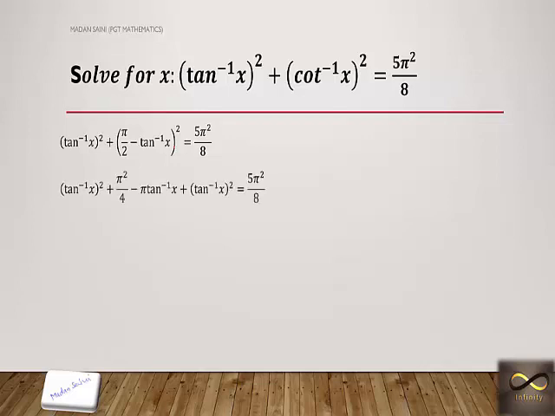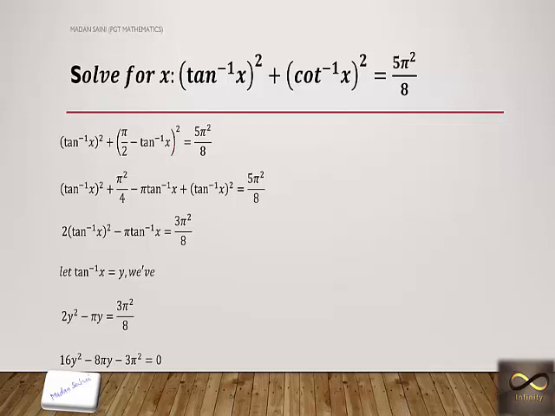Now applying the formula a minus b whole square, we will have this expression pi square by 4 minus pi tan inverse x plus tan inverse x whole square. Simplifying, you will get 2 tan inverse x whole square minus pi tan inverse x is equal to 3 pi square upon 8. So this will be a quadratic equation in terms of tan inverse x. To simplify, you can write or assume tan inverse x as y. So this equation will be 2y square minus pi y is equal to 3 pi square upon 8.